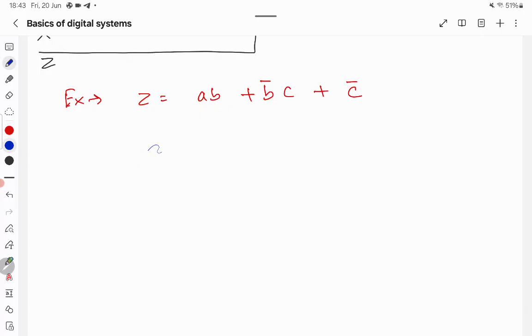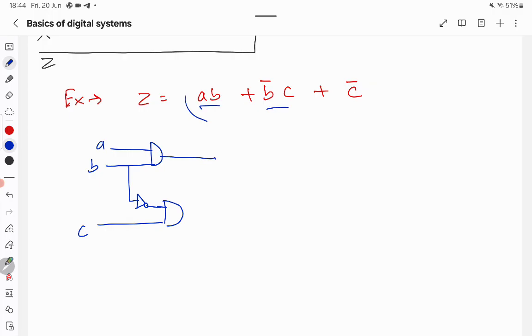So A and B are passed through an AND gate, so this is A, this is B. If you see here, B complement and C, take the B complement and connect it to the AND gate, and then this is the C, and the last one is C complement. So these both have an AND gate, and finally these all have an OR gate.